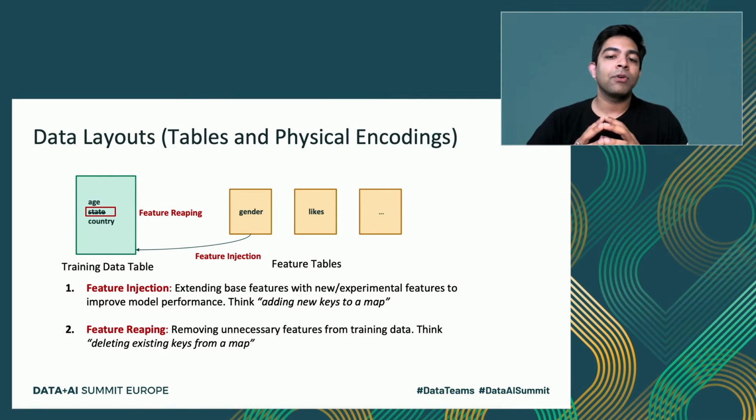So now that we have talked about how this data is laid out in these training tables and feature tables, let's briefly talk about how this data is physically encoded. At Facebook, we use a fork of Apache ORC as our internal data format. But many of you might also be using Parquet, which behaves very similarly.